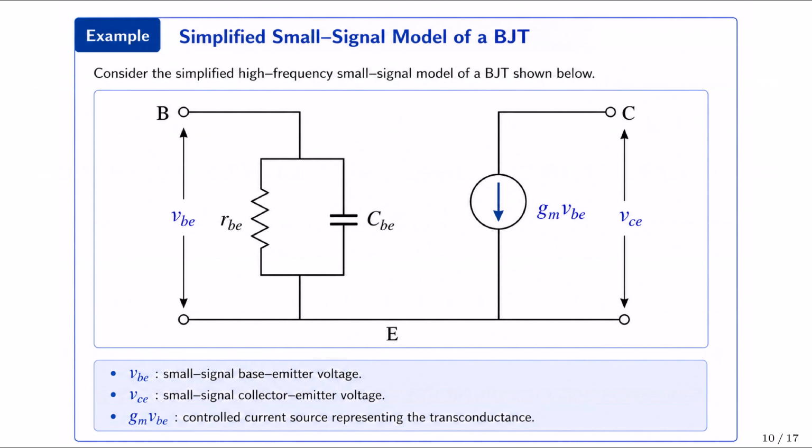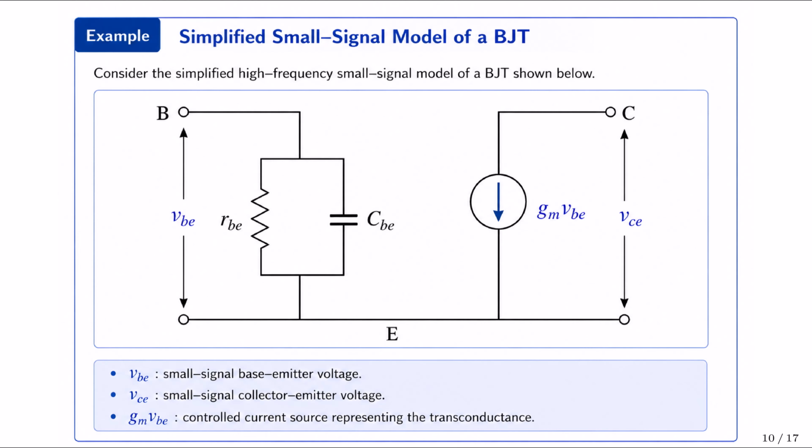We will now apply the same methodology to another transistor model, allowing us to see how the h parameters emerge from a different equivalent circuit. We now consider a simplified small signal model of a bipolar junction transistor. Our objective is again to determine the four hybrid parameters directly from the equivalent circuit. The circuit contains the base emitter resistance and capacitance together with the controlled current source representing the transistor transconductance.